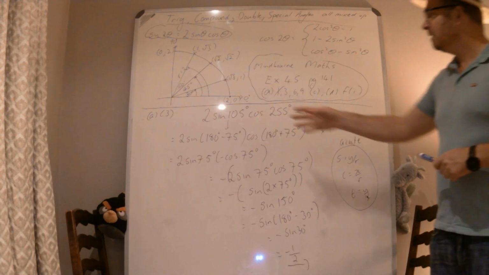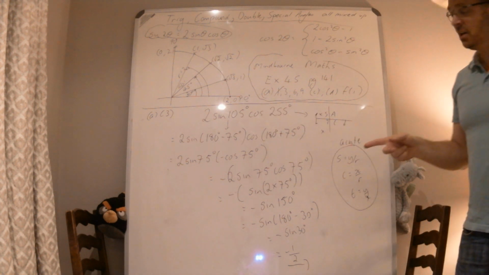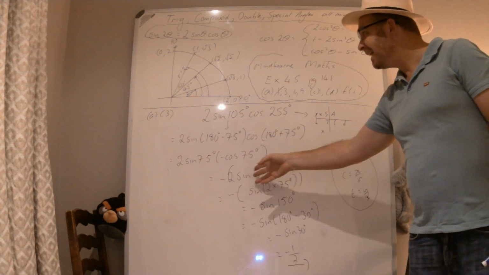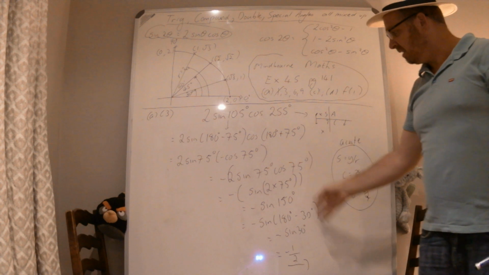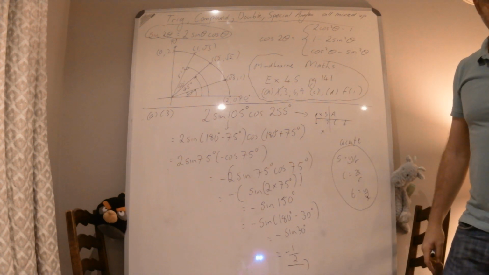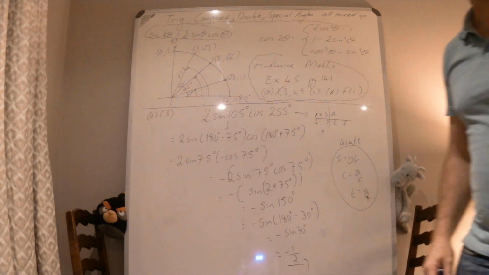So what do you do? Anything which is not acute, get to acute. Just use your reduction formula by using your CAST diagram, and then look for your patterns with your double angle formula, and you go all the way from there. Quite a lot of fun. Get that done.